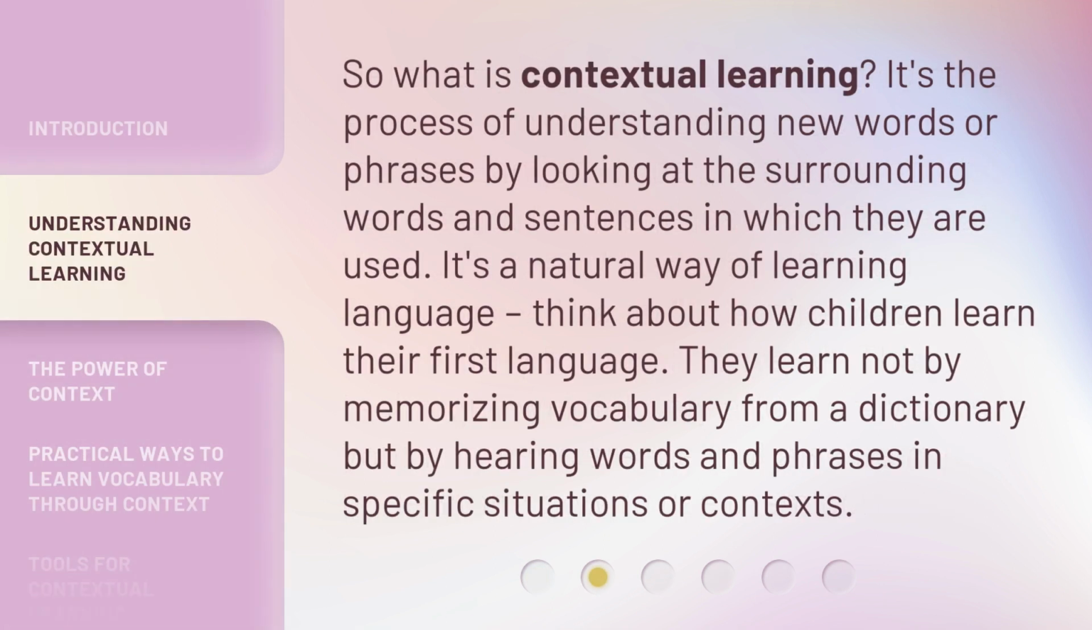So what is contextual learning? It's the process of understanding new words or phrases by looking at the surrounding words and sentences in which they are used. It's a natural way of learning language. Think about how children learn their first language. They learn not by memorizing vocabulary from a dictionary but by hearing words and phrases in specific situations or contexts.